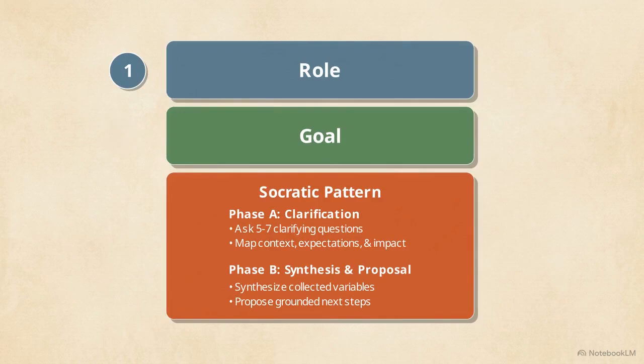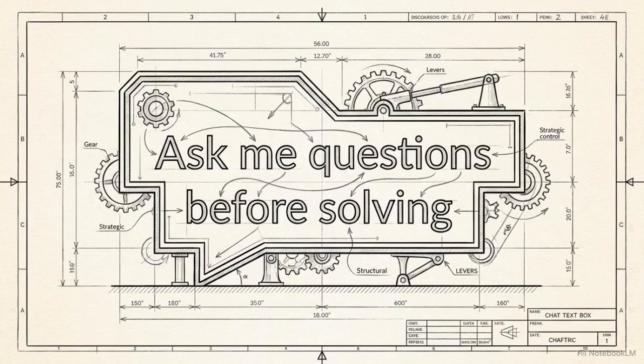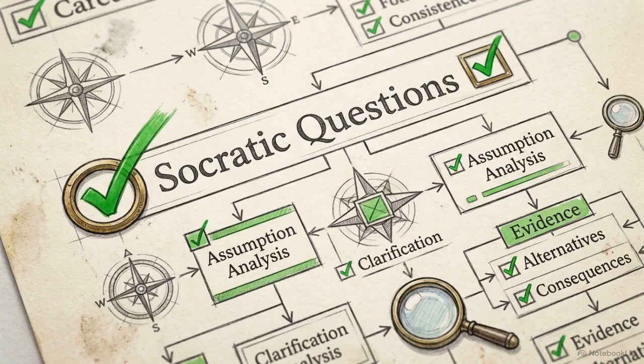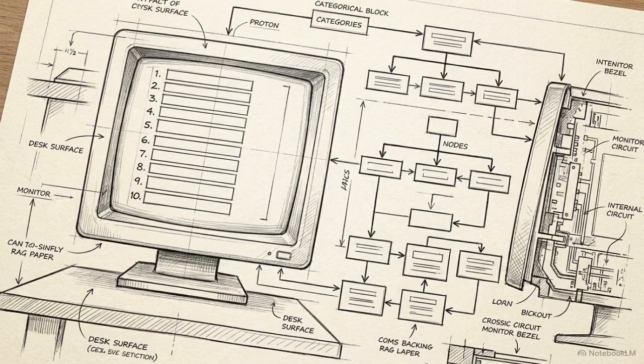Verify you have all 3 pieces: the role, the concrete goal, and the Socratic instruction. If you hit enter and the AI immediately starts generating a final solution instead of asking you questions, hit the stop button. Adjust your prompt to emphasize that it must ask questions first. This sequence acts as a safeguard. It ensures the AI adapts to the actual problem you are facing rather than solving a hypothetical one it invented on the spot. Go ahead and hit submit.